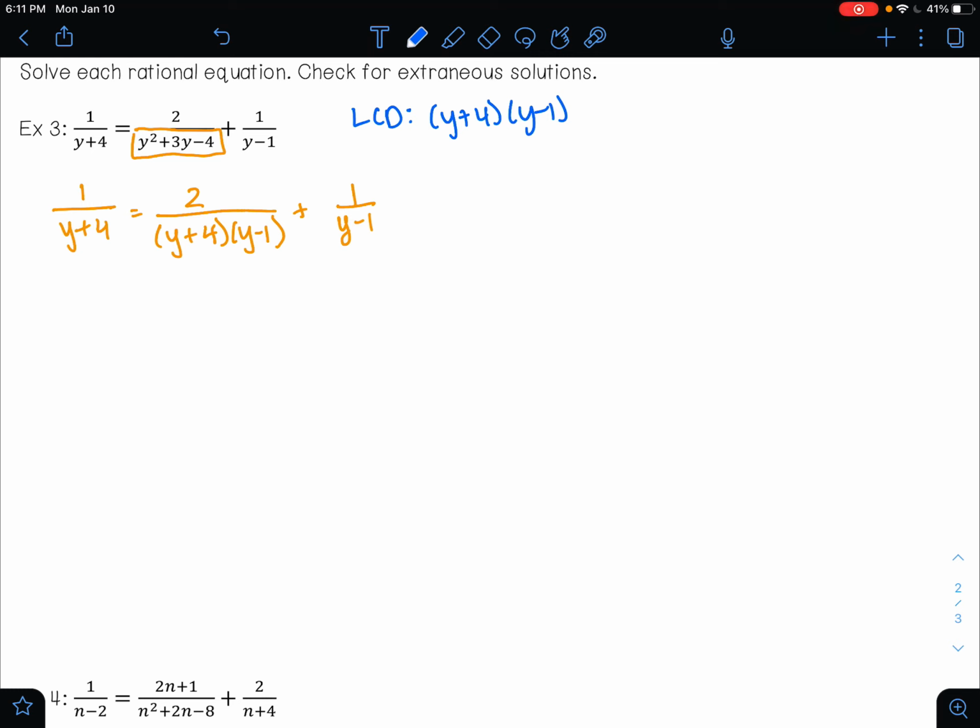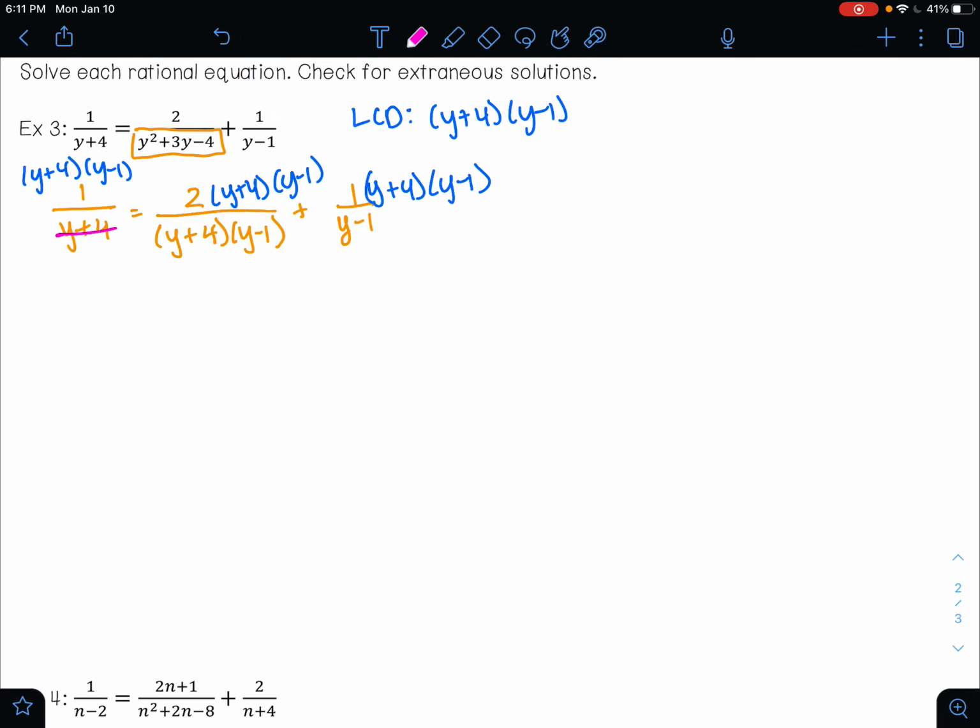So my next step is to multiply every term by our LCD. So I'm going to multiply our first term by y plus 4 times y minus 1. Our second term by y plus 4 times y minus 1. And my third one by y plus 4 times y minus 1. And now I can start simplifying.